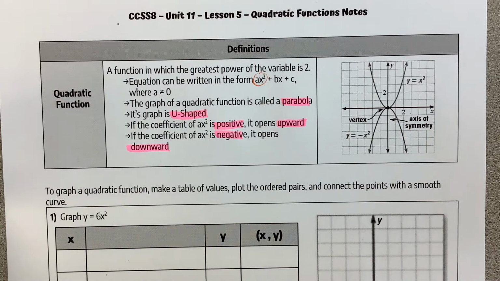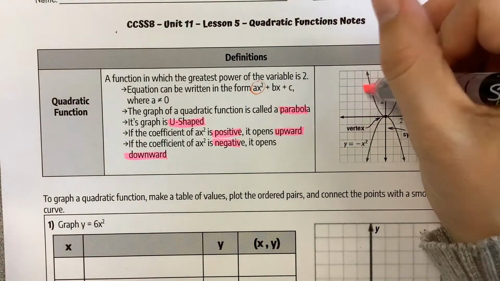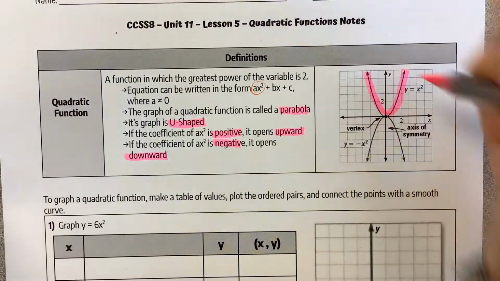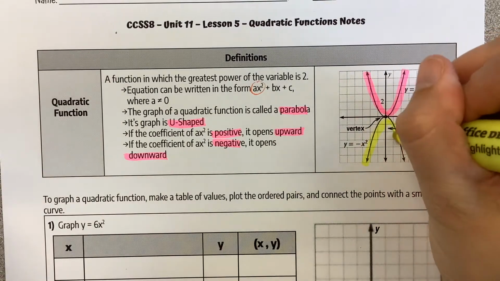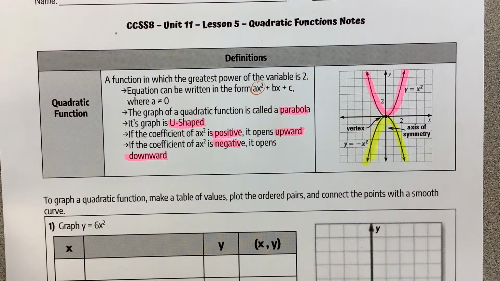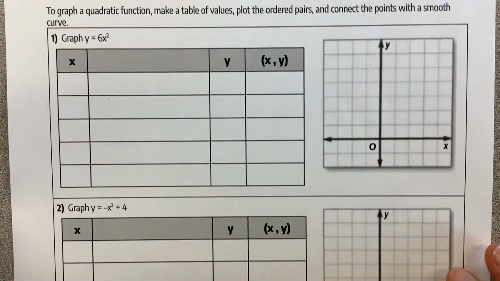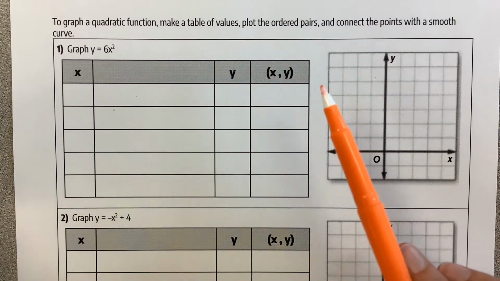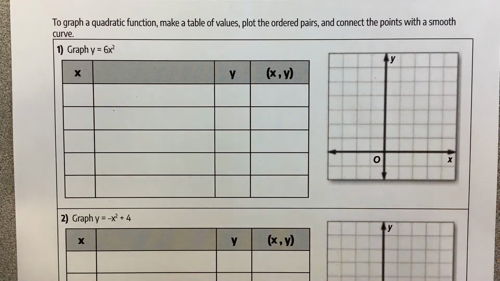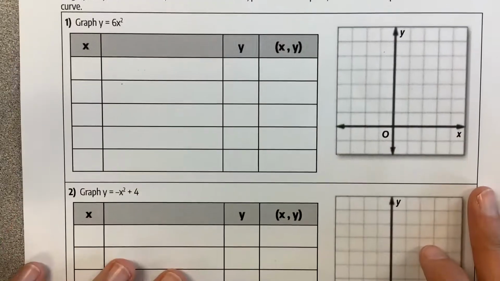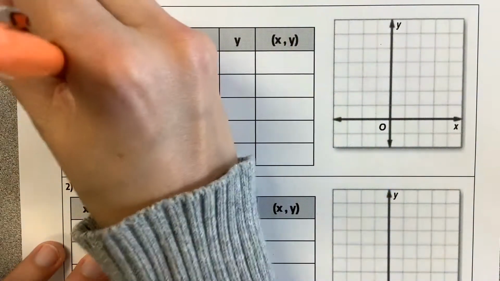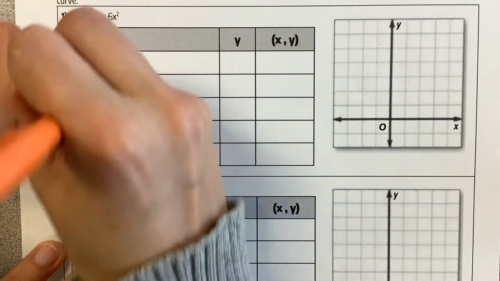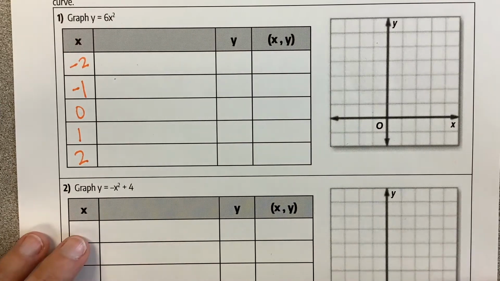So you can see we have a positive one here compared to the negative version here. Same thing, just opposite. So to graph a quadratic function, we're going to make a table of values, plot the ordered pairs, and connect the points with a smooth curve, or as smooth as we can do. Every single time, we are just going to plug in -2, -1, 0, 1, and 2, and we'll see what fits on our graph.